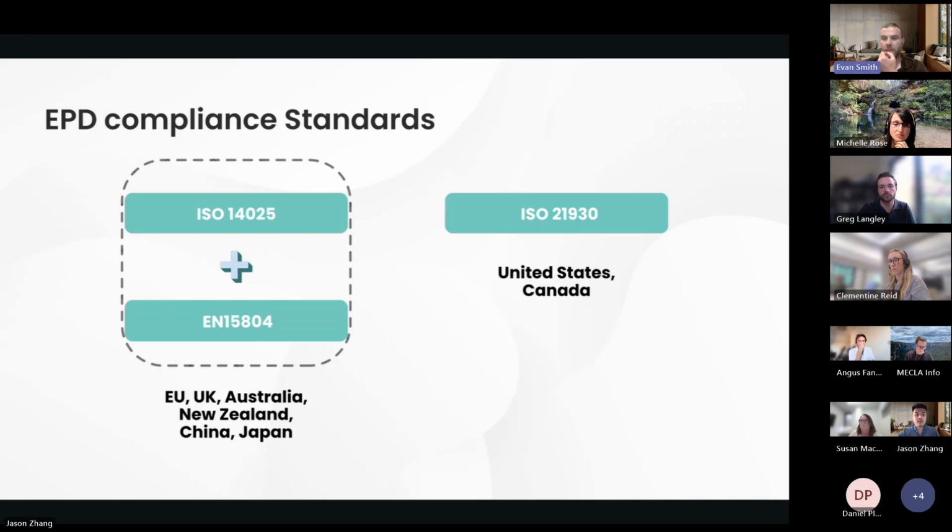Probably just on that, to simplify the first standard: the ISO standard is the standard for environmental labels and declarations, and the EN standards are the European standards for environmental product declarations as well. Just to provide further context here.